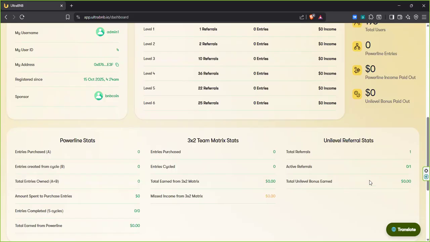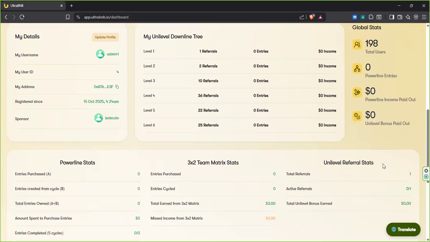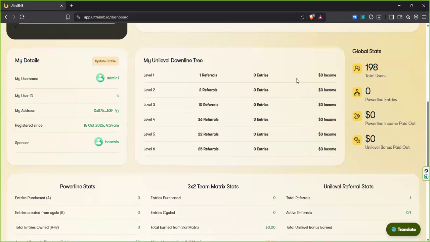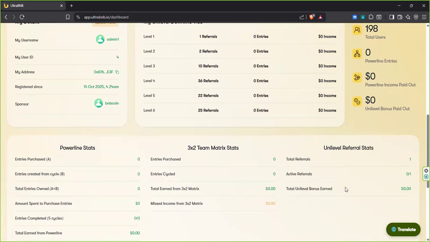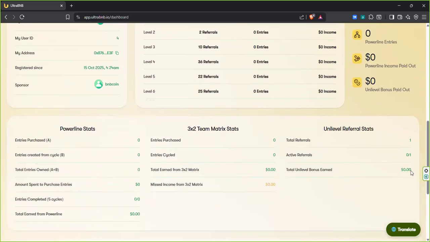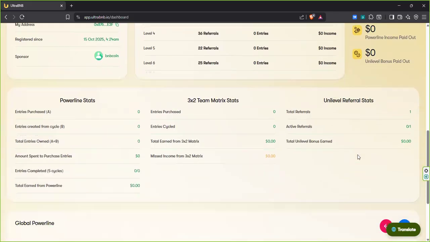And the level bonuses from that network growth will also be recorded here, the total which I've earned. All the income you receive here from level 1, level 2, level 3, all the way down, will be added, and you see the total recorded on this side. Yeah, so that is it.